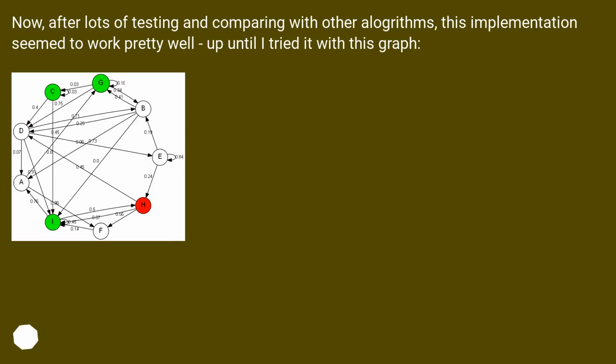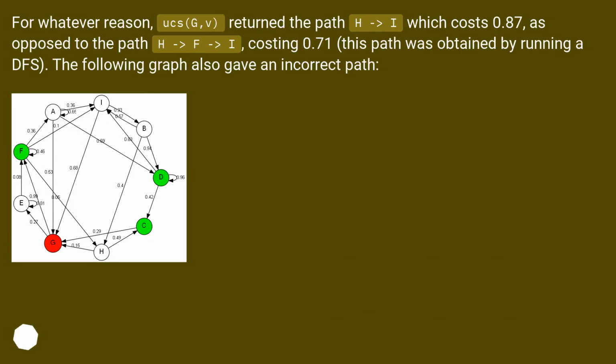Now, after lots of testing and comparing with other algorithms, this implementation seemed to work pretty well, up until I tried it with this graph. For whatever reason, UXG, V, returned the path H, I which costs 0.87, as opposed to the path H, F, I, costing 0.71. This path was obtained by running a DFS.